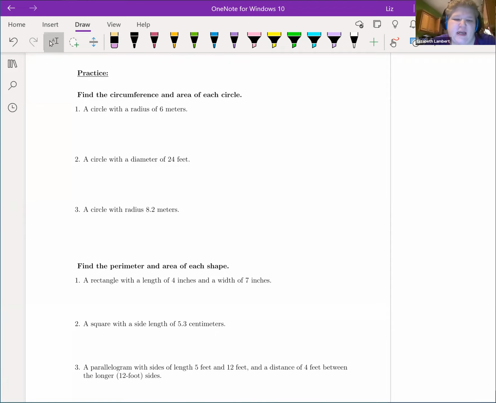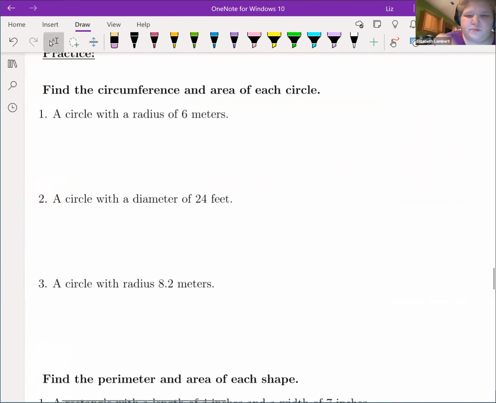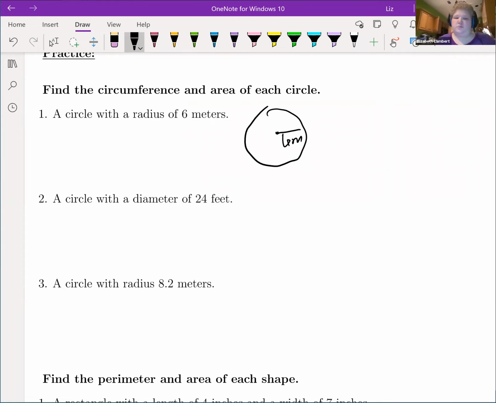So first, we've got a couple of circle questions. Find the circumference and area of each circle. All right, so you have to pay attention to what they're telling you, especially here since they're not even giving us the courtesy of a figure. A circle with a radius of 6 meters. So let's go ahead and try to draw that. I'm going to zoom in a bit so that way my pictures aren't too big. All right, 6 meters. Okay.